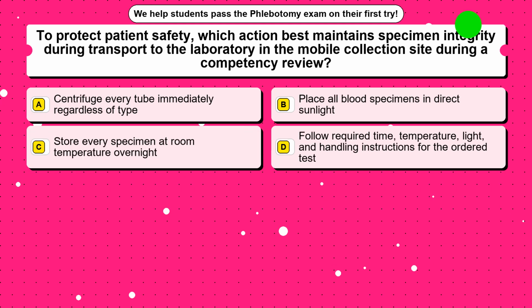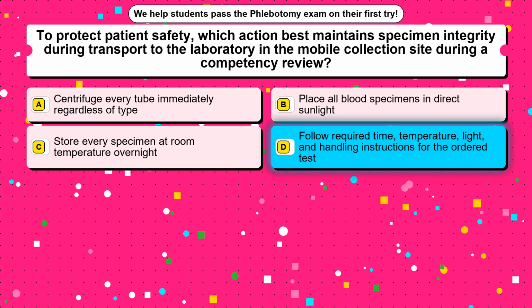Question 36. To protect patient safety, which action best maintains specimen integrity during transport to the laboratory in the mobile collection site during a competency review? Option A, centrifuge every tube immediately regardless of type. Option B, place all blood specimens in direct sunlight. Option C, store every specimen at room temperature overnight. Option D, follow required time, temperature, light, and handling instructions for the ordered test.